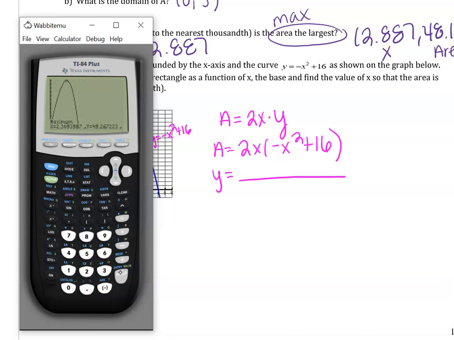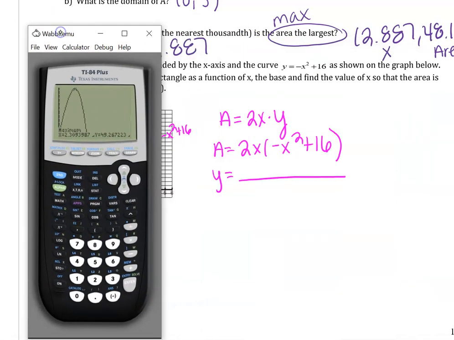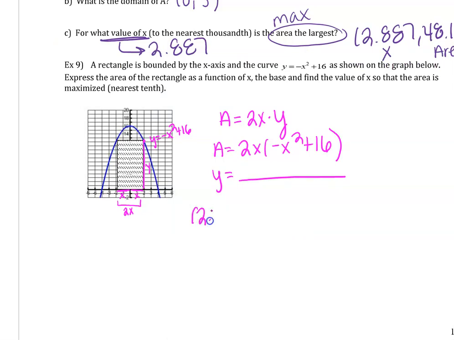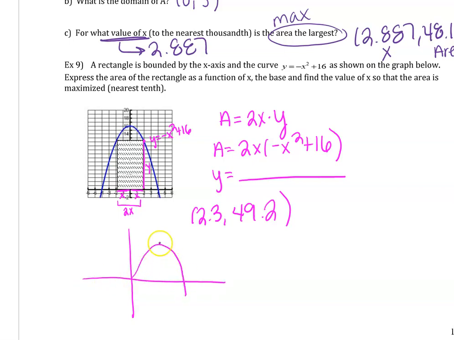2.3 and 49.2. Oops, sorry. Like that's the coordinate that I'm seeing. Okay, this is my x, this is my y. The x is representing that distance to the right, which would then be doubled to get the whole base of your rectangle. Y is representing your area.